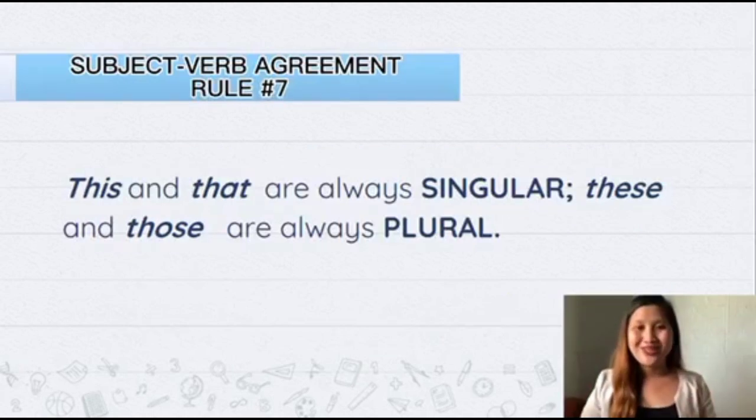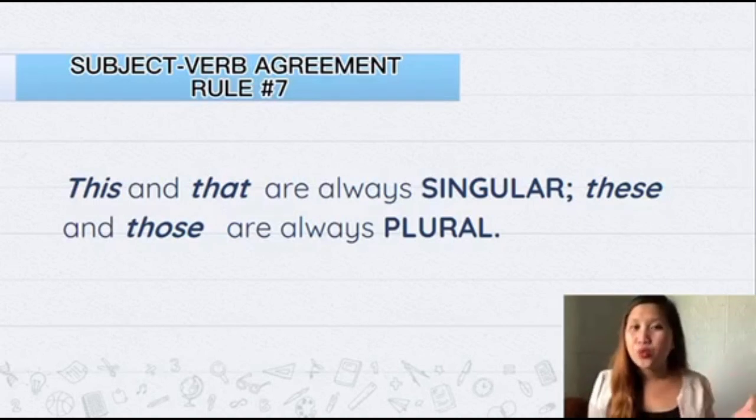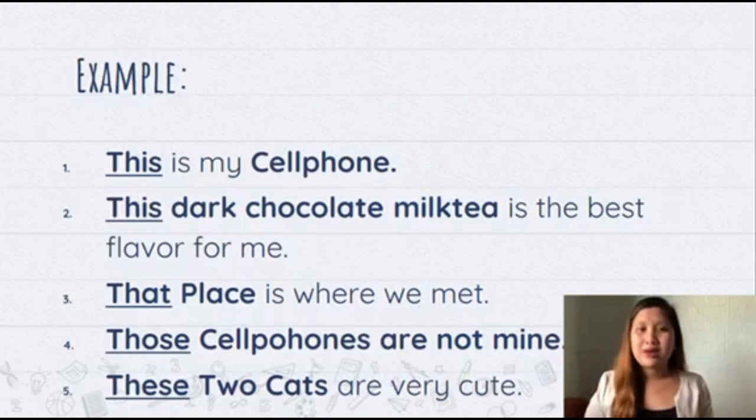Subject-verb agreement rule number 7: this and that are always singular. These and those are always plural. Take a look at the following examples. First: this is my cell phone. We use "this" because the phone is only one, not two or more.